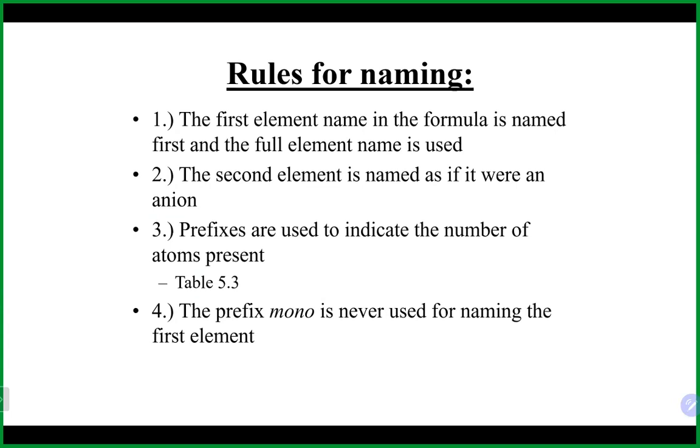No, you could use any other prefix on the first one except for mono. So basically, if you have one of that first element, you just use the name of the element, no mono. But if you had, say, two of the first element, then you can use di and tri, and that's all good for the first name. But mono itself is not good for the first name, but can be used on the second.